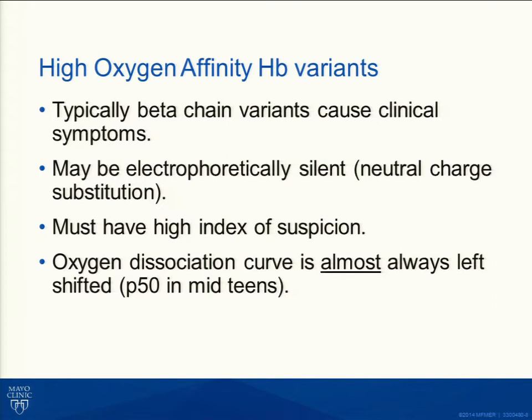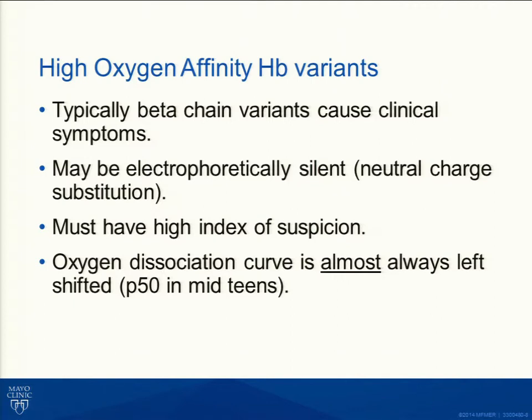We can get mutations in either the alpha or beta globin chains, but it's typically the beta globin chain variants that cause the clinical symptoms, i.e. erythrocytosis, because the abnormal chains account for about 50% of the total beta chains. A lot of these high oxygen affinity variants can be picked up on routine methods performed by laboratories such as, say, alkaline electrophoresis or high-performance liquid chromatography, but it's important to note that some of these are electrophoretically silent, and this is due to what's called a neutral charge substitution.